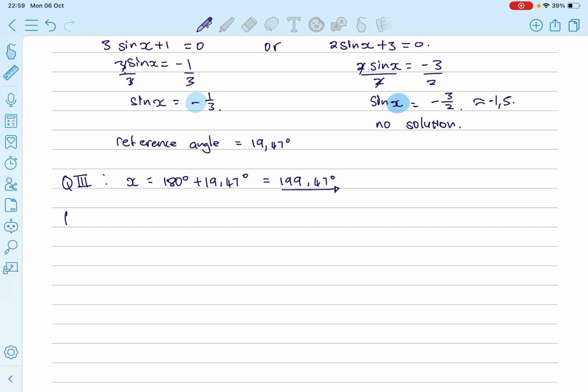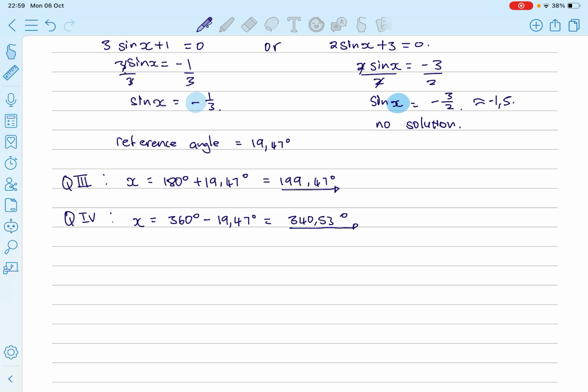And then in the fourth quadrant, where sine is also negative, x is going to be equal to 360 degrees minus our reference angle, and that one is 19,47. And simplifying this, you get 340,53 degrees being our second solution.